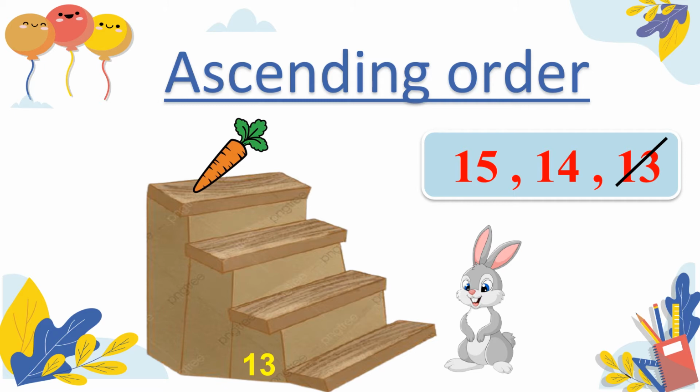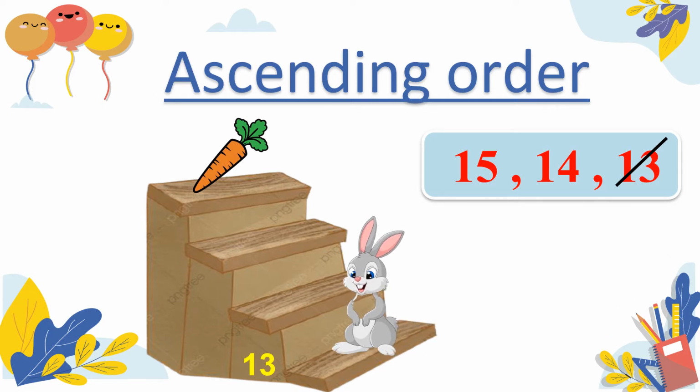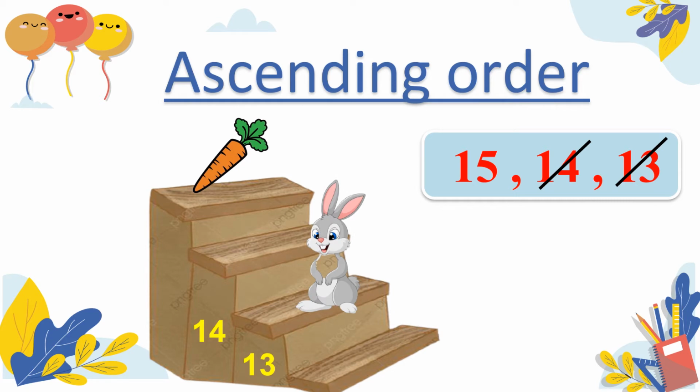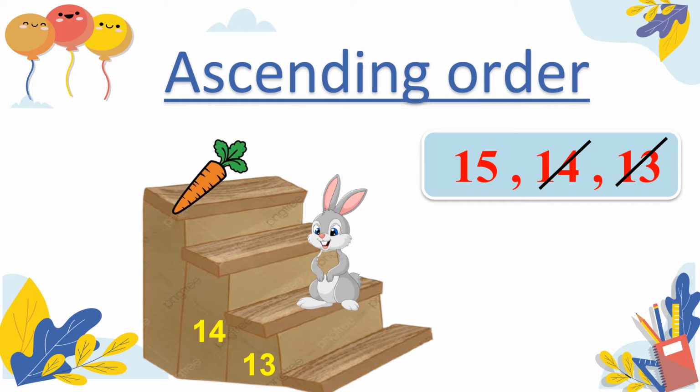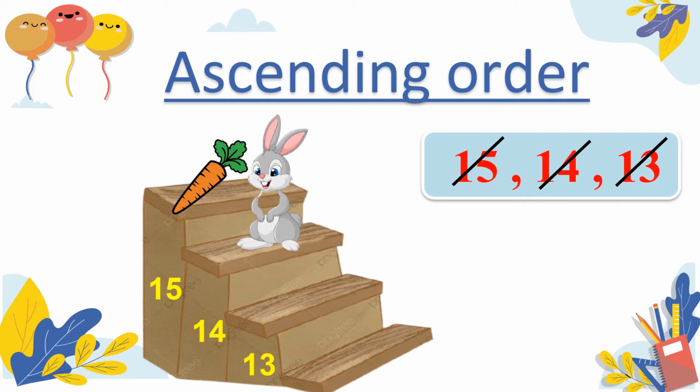So Mr. Bunny will go up. So Mr. Bunny goes upstairs at 13. Now, which next number is the smallest? 14 or 15? Yes, 14. So Mr. Bunny goes upstairs to 14. So the last number here is 15. So Mr. Bunny goes upstairs finally to get his carrot.